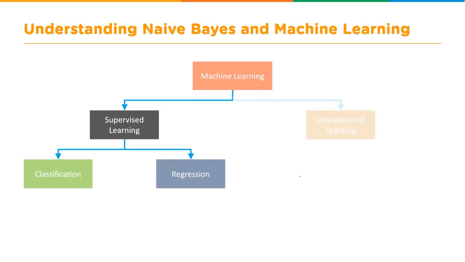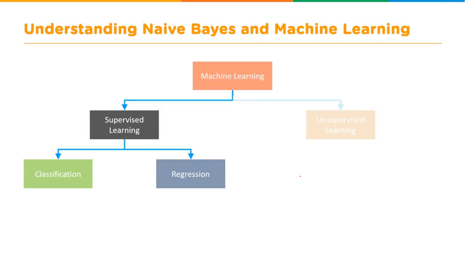Again, when we talk about supervised learning, there are two subdivisions: classification and regression, which come under supervised learning. Classification is an operation in which we will try to find out or segregate the two classes.